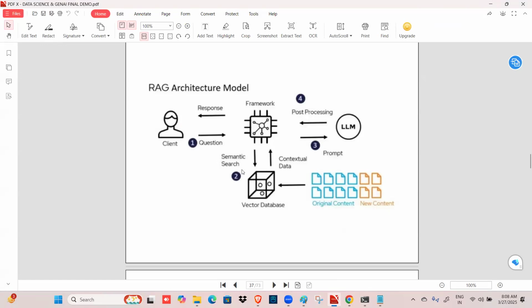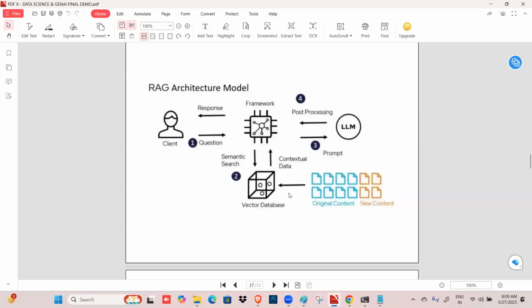And inside that framework, we are going to extract the semantic search from the vector databases. Okay? And after that, it is going to extract the contextual data, meaning whatever we require, and it is going to give it to the LLM model. So inside that LLM model, it is going to work.